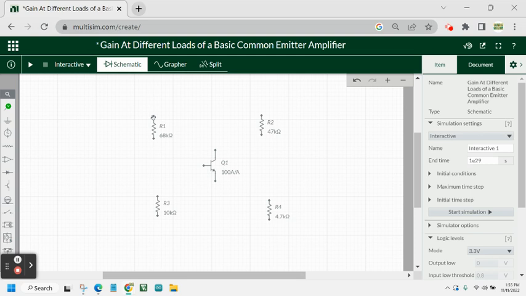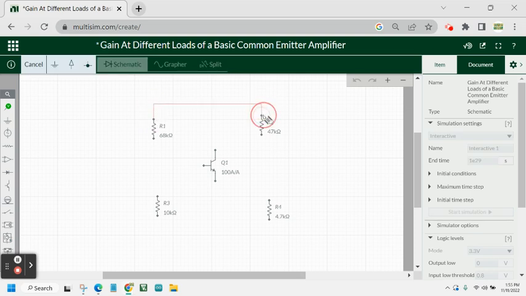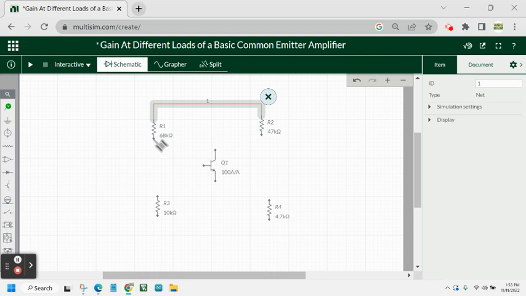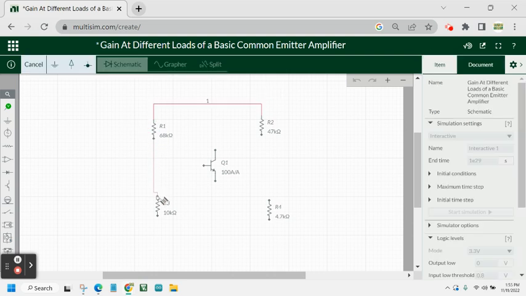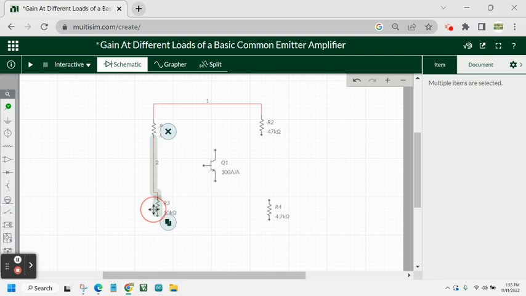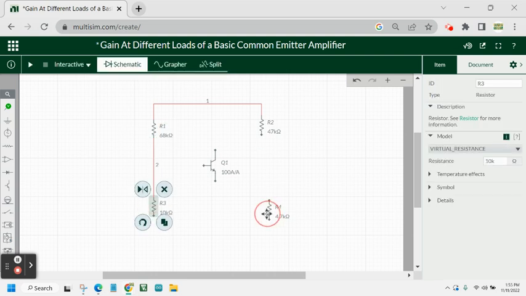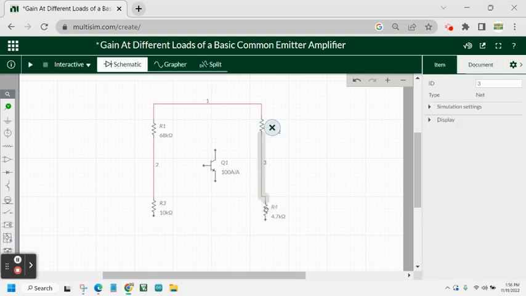Then after that, we connect together the R1 and the R2. Same with R1 and R3. Let's just move it a little to the left so that they will be aligned. R2 and R4 will be connected together.